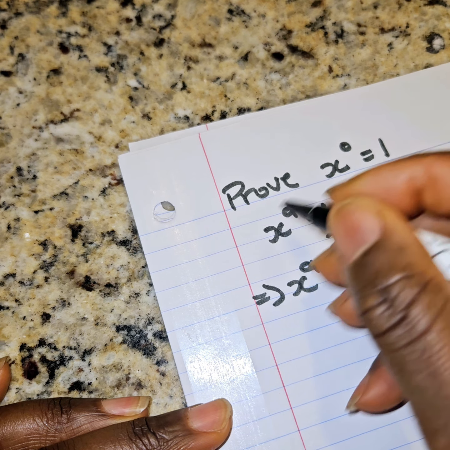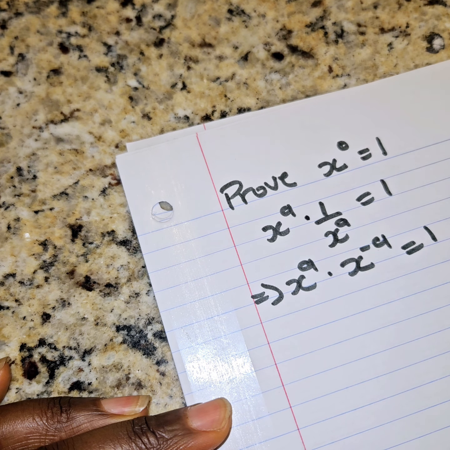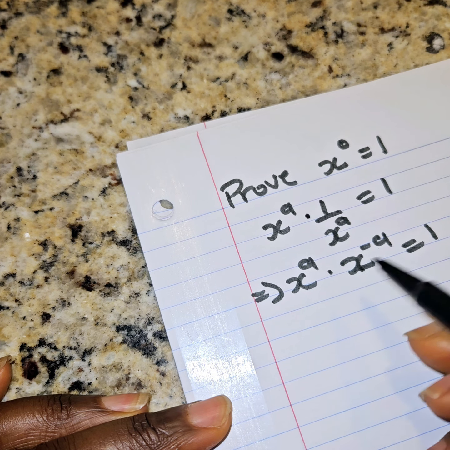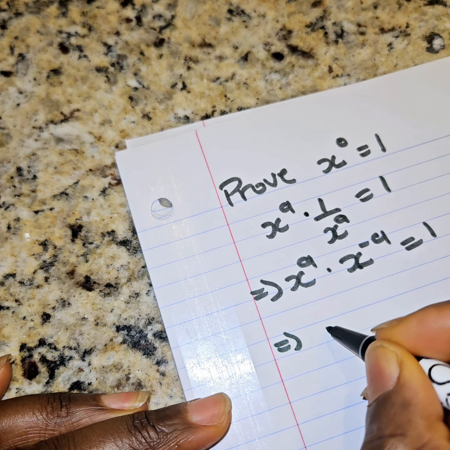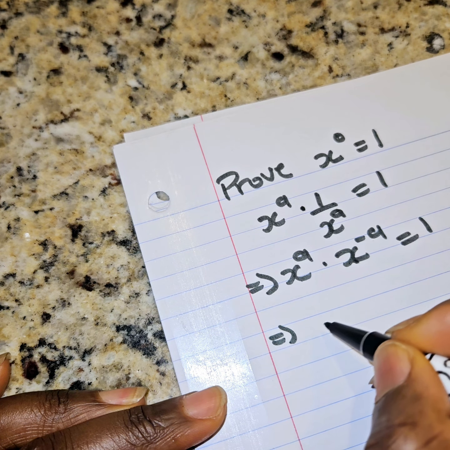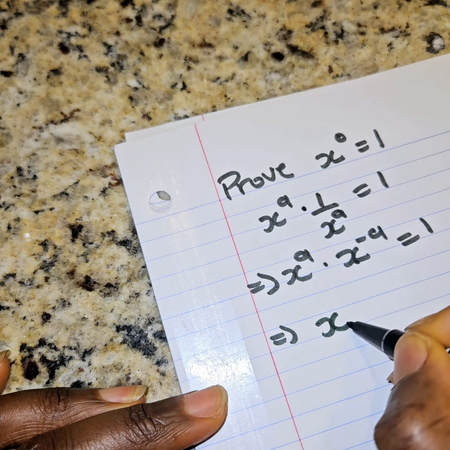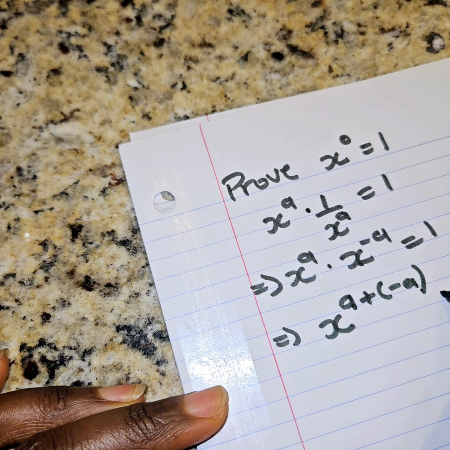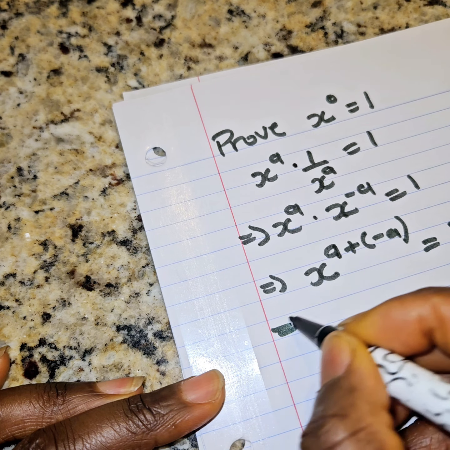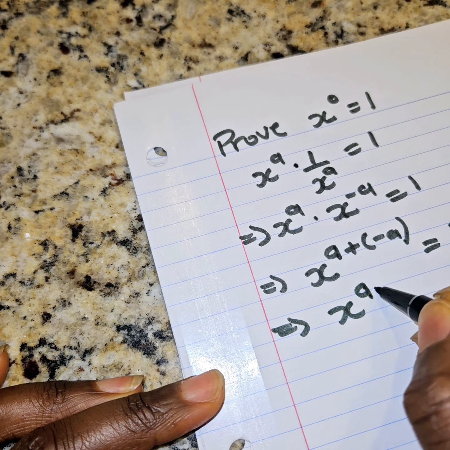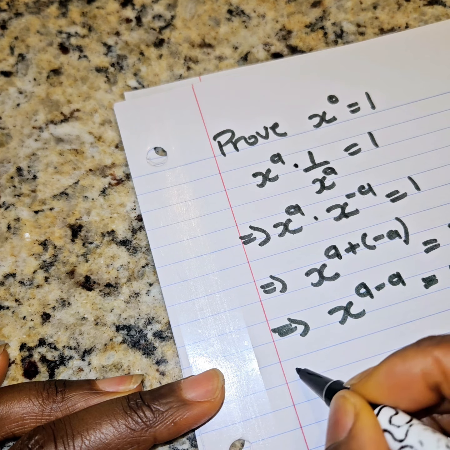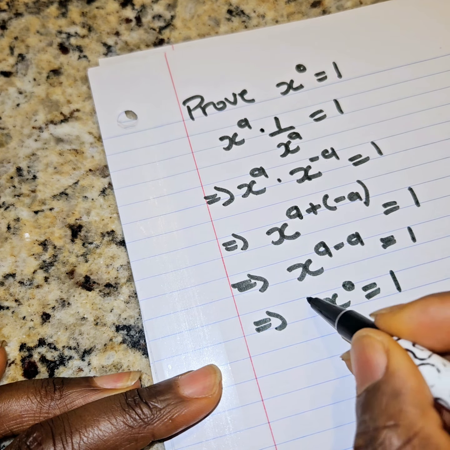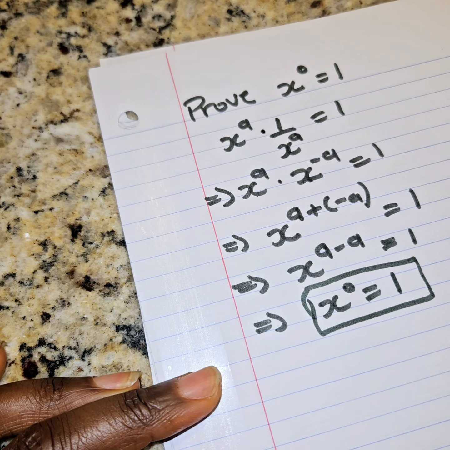Equals 1. I've just rewritten this and I'm equating it equal to 1. Because these have the same base, from what we learned when we started doing polynomials, I can write it as x to the a plus minus a equals 1. This means that x to the a minus a equals 1. This means that x to the 0 equals 1. So I have proven that.